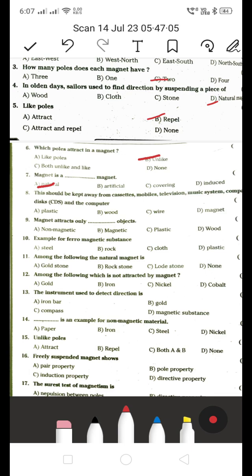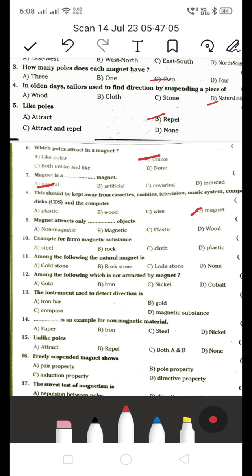These should be kept away from cassettes, mobile, televisions, music systems, compact discs and the computer. Is it A plastic, B wood, C wire, or D magnet? Which is the right answer? The answer is D, magnet. We should keep magnets away from mobile, television and music systems. This is the right answer.